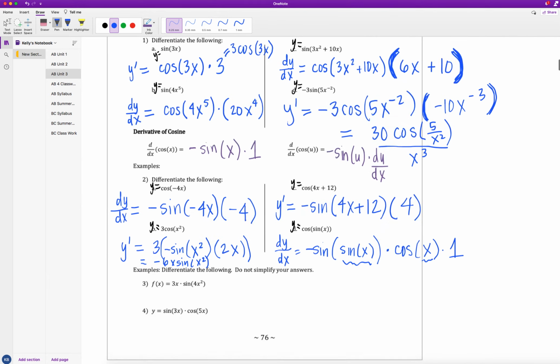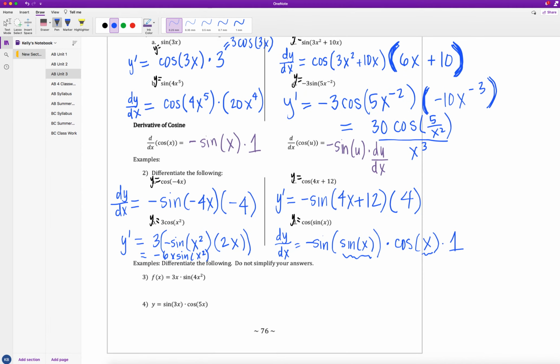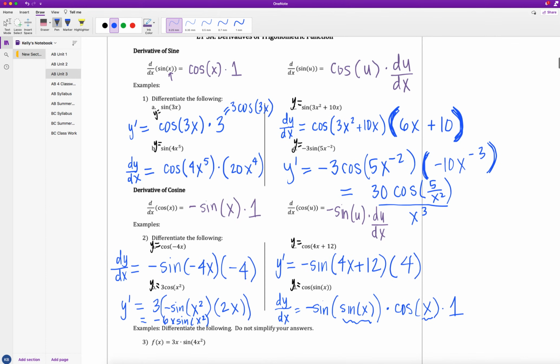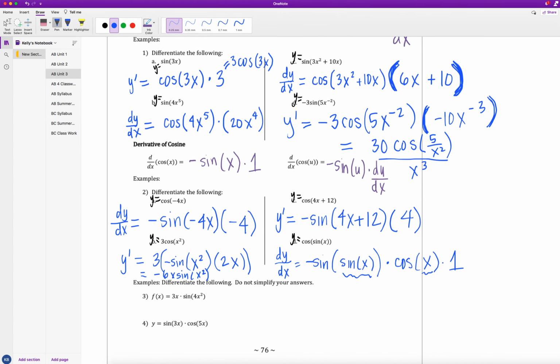All right, let's look at some examples where we put these rules together. So we're going to use both of our derivatives that we have so far. We'll use the fact that the derivative of sine is cosine, and the derivative of cosine is negative sine. We're going to use these to answer questions 3 through 8. So let's look at example 3. In all of these, they say to differentiate the following, but not to simplify our answers. And the reason for that is it's a free response. I don't need to take the time to simplify my answer.